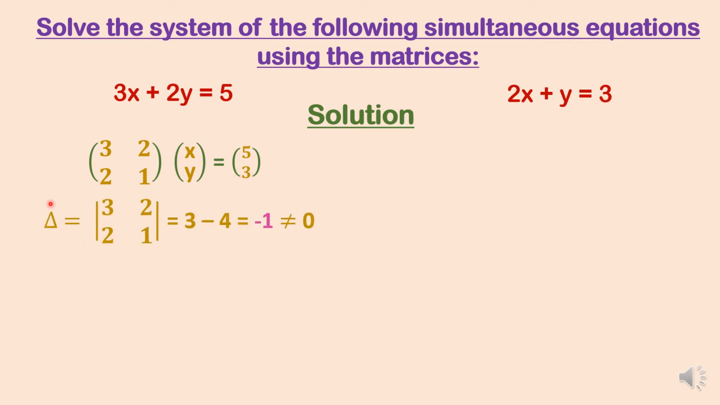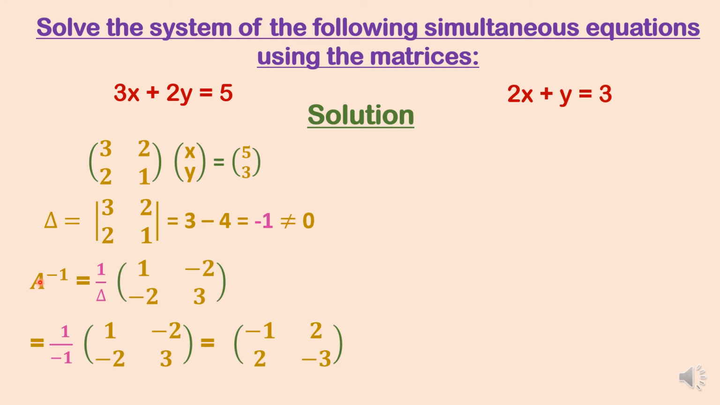We will find delta. Delta equals the determinant of [3, 2; 2, 1], which is 3 times 1 equals 3, minus 2 times 2 equals 4. The answer will be negative 1, which is not equal to 0. So the multiplicative inverse of A equals 1 over delta times the matrix after we exchange the places and change the signs.